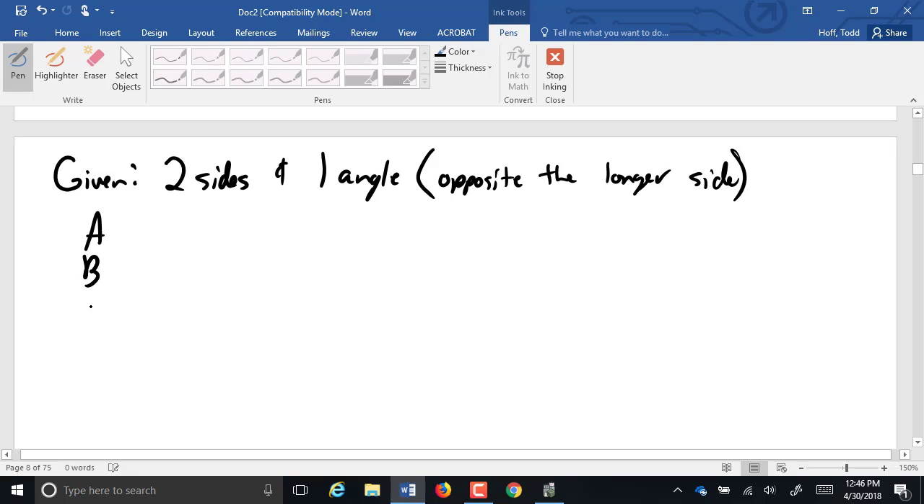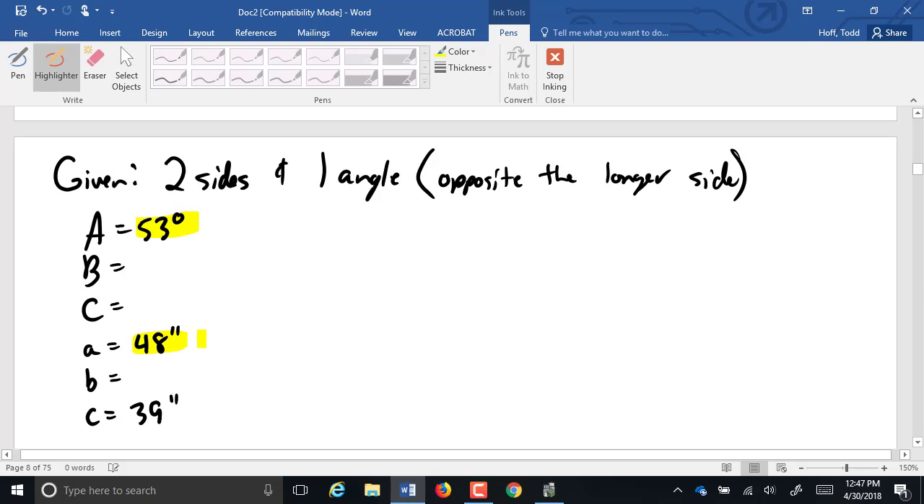So let's say I've got A, B, C, little a, little b, little c. The only angle I'm going to give you is that A is 53 degrees. Now I have to tell you the opposite side of that angle. So I have to have a. Let's say that a is 48 inches, and let's say that c is 39 inches. Notice the side that is opposite the angle is the longer of the two sides. That's very important.